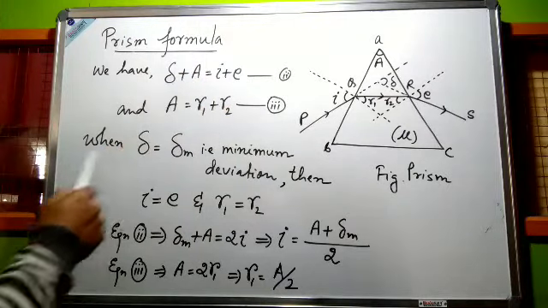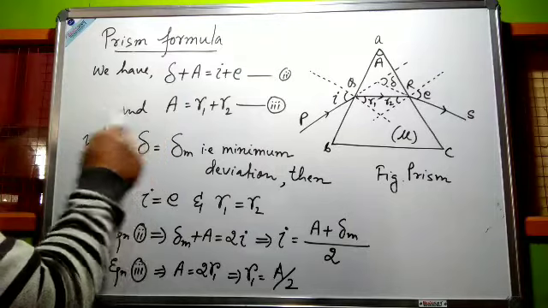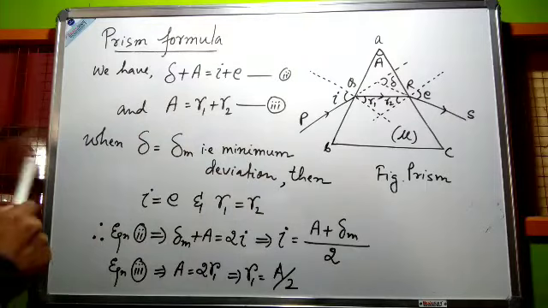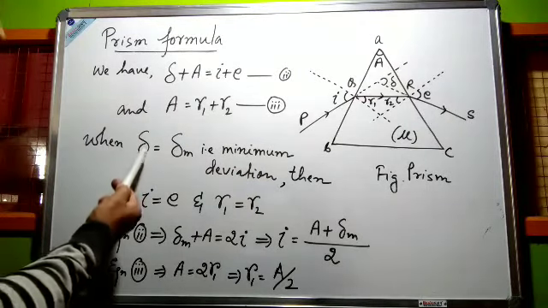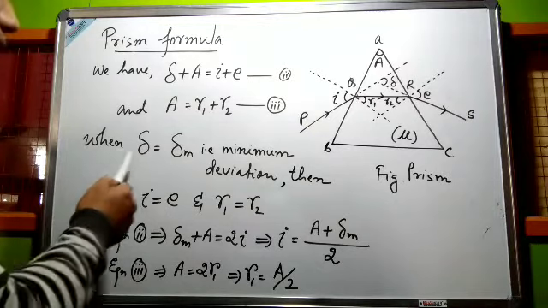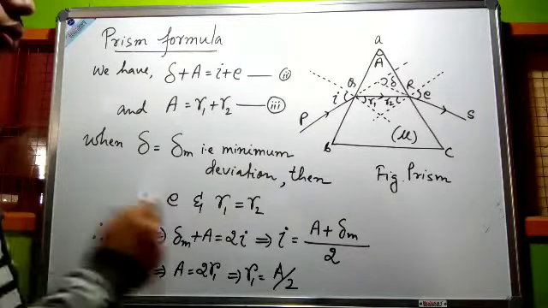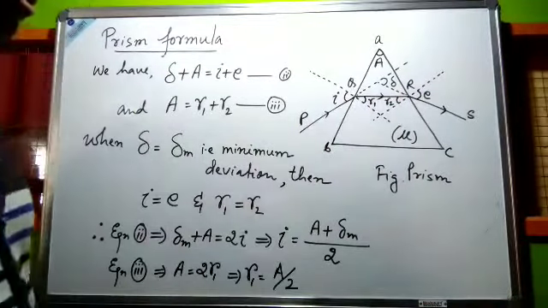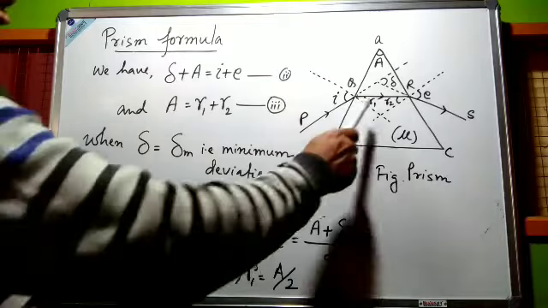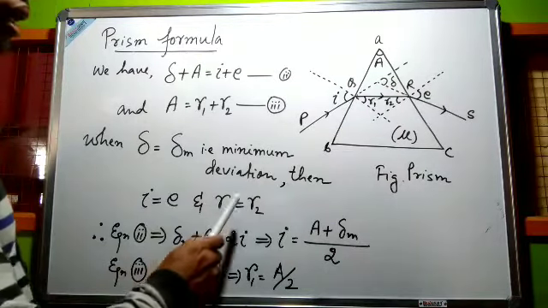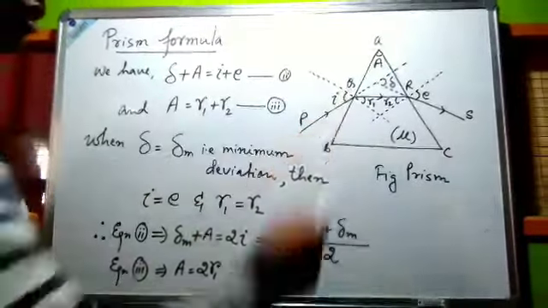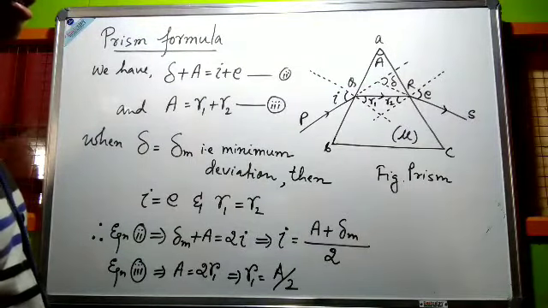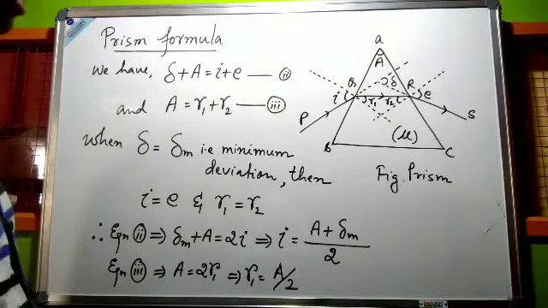Then again, another relation: the angle of prism capital A is R1 plus R2. This is equation number 3. Then when delta equals delta m, that is minimum deviation, then I equals E, that is the angle of incidence must equal the angle of emergence, and again R1 equals R2, that is the angle of refraction on the first refracting surface of the prism should be equal to the angle of incidence on the second refracting surface, formed by the refracted light ray inside the prism.